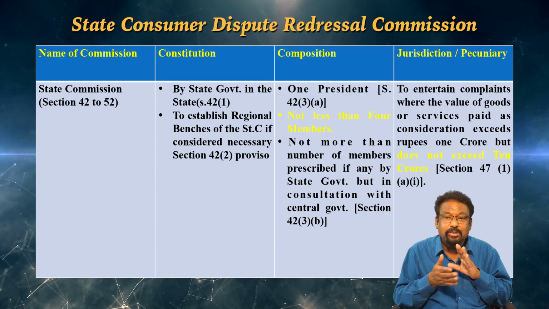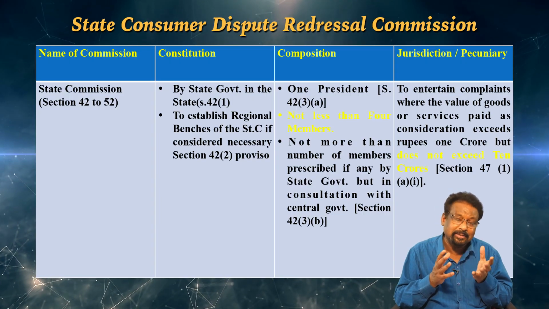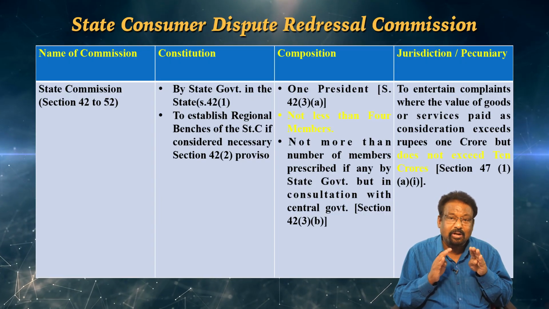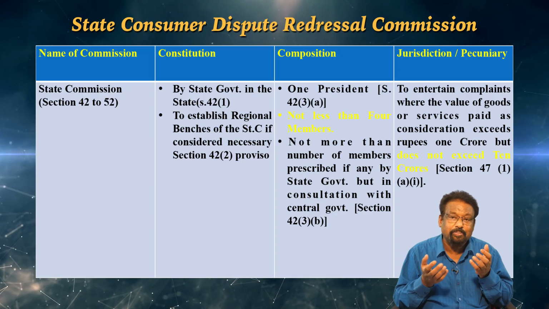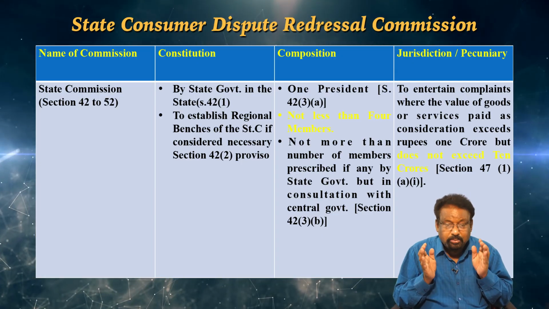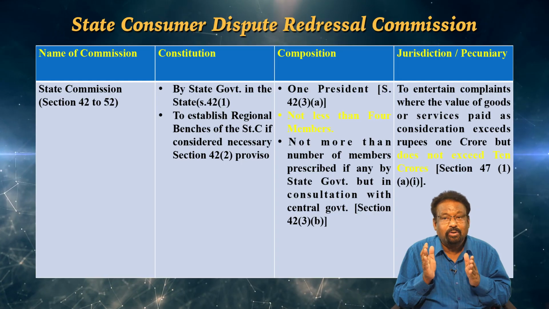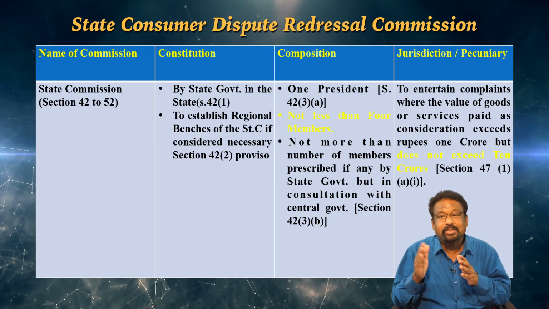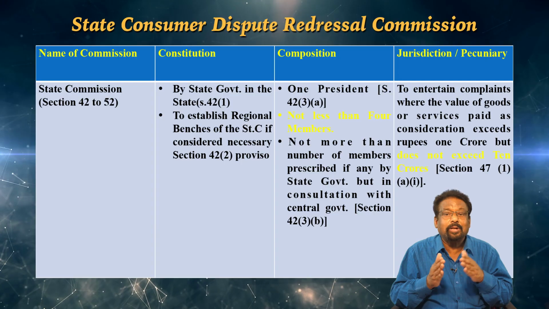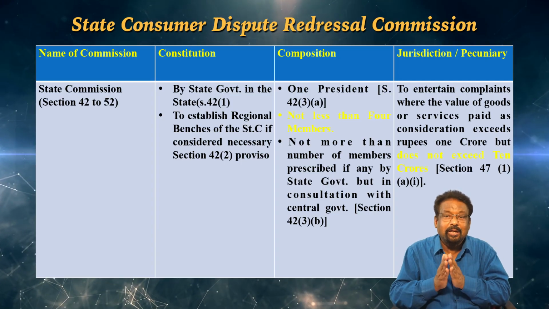Coming back to the pecuniary jurisdiction of the state commission, again the value of the goods purchased or the service availed, along with the quantum of compensation claimed, put together should be between 1 crore and 10 crores. It should not exceed 10 crores and should not be less than 1 crore. So this is the financial jurisdiction. That means if the goods purchased fall within the range of above 1 crore and up to 10 crore, then the state commission is the appropriate forum to file the case.